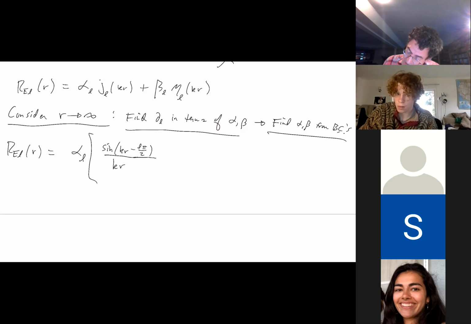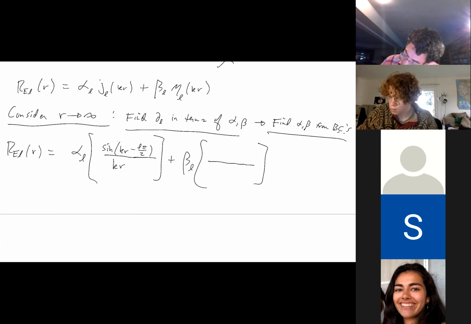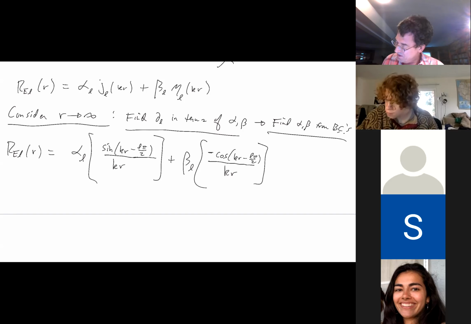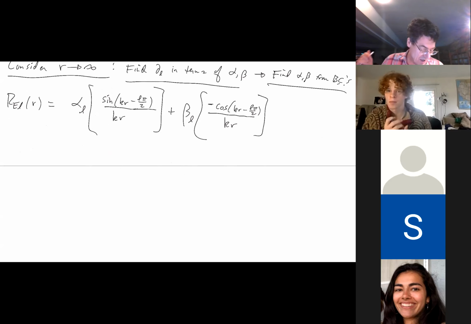And now we've got to do the Neumann function. And for the Neumann function, I'll give you a hint, there's a KR on the bottom, and what goes on top? Cosine? Yeah, exactly. And there's an annoying little negative sign too that we won't worry about, but there it is. We've got to keep track of it.